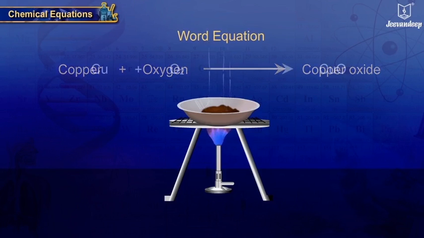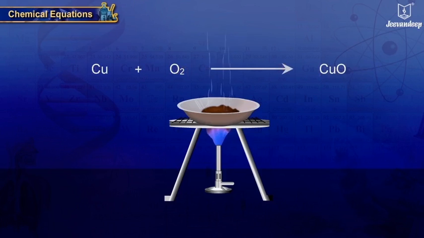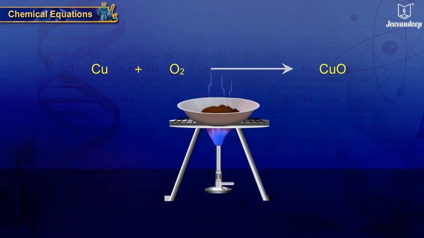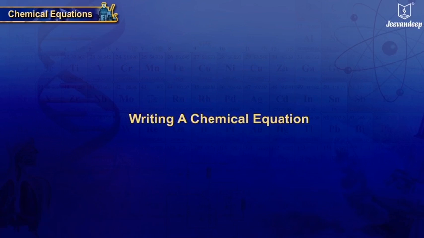Or we can make it more concise by using chemical formulae as Cu plus O2 gives CuO. Representation of a chemical reaction using symbols of the elements to indicate chemical formulae is a chemical equation. Writing a chemical equation.